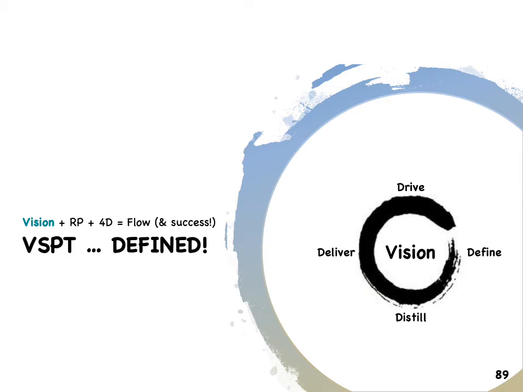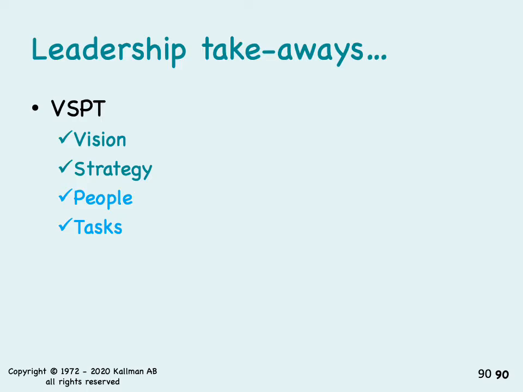We already mentioned a little bit about VSPT, Vision, Strategy, People, and Tasks, and we'll start to expand on that in the following slides. The VSPT model is originally from West Point Military Academy. It was used by Newt Gingrich in the early 90s to engineer the takeover of Congress by the Republicans in the midterms during Bill Clinton's first term in office.